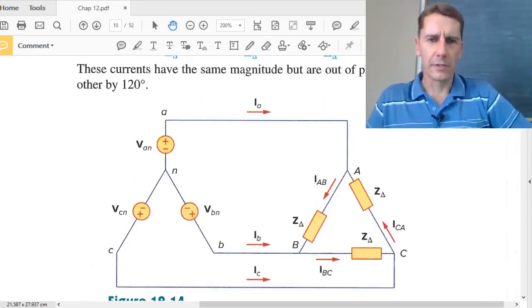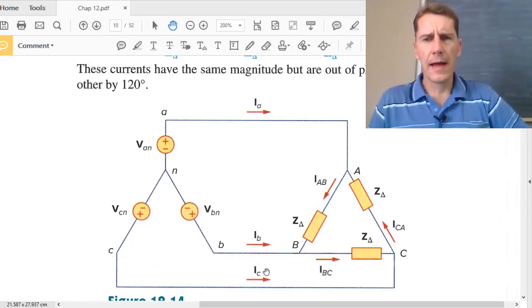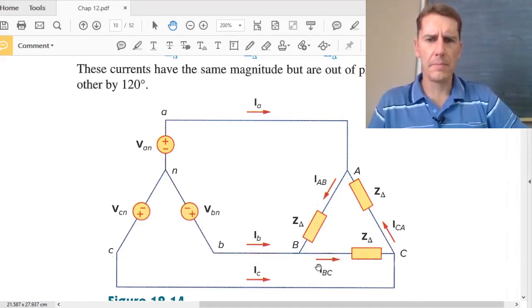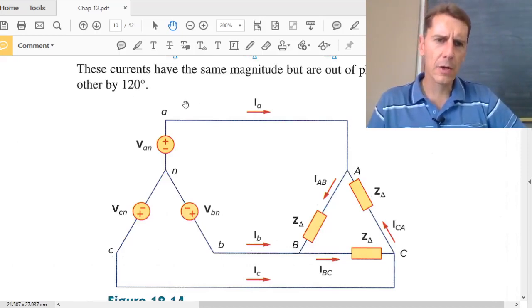So this is what a Y-Delta looks like. You've got your line-to-neutral voltages on the source, line currents IA, IB, IC, and you've got your Z-Delta, Z-Delta, Z-Delta now, because it's Delta connected, and now IAB, IBC. IAB flows from A to B, BC flows from B to C, and CA from C to A. All right, so that part makes sense. So we know which one is which. Capital A is connected to lowercase a, uppercase B to B, uppercase C to C.